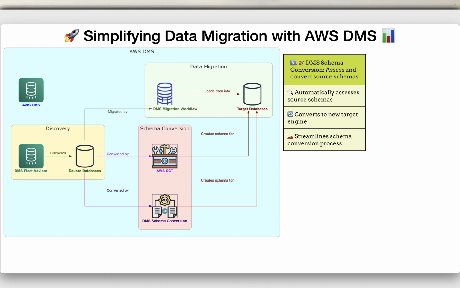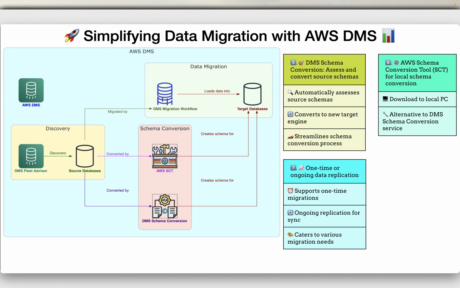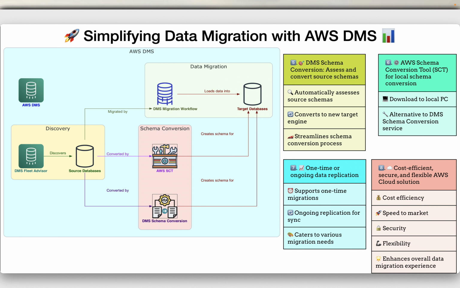DMS schema conversion automatically assesses and converts source schema to a new target engine, streamlining the schema conversion process. Users can download the schema conversion tool to their local PC to convert source schema, which provides an alternative to the DMS schema conversion service. AWS DMS supports both one-time migrations and ongoing replications to keep sources and targets in sync, catering to various migration needs. As part of AWS Cloud, DMS offers cost efficiency, speed to market, security, and flexibility, which enhances the overall data migration experience.